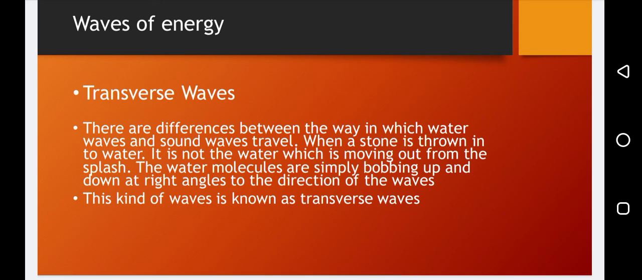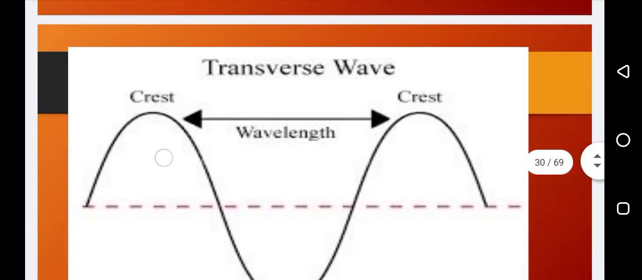The water waves produce the waves. Clear? And these waves are moving at the right angle to the directions of the waves. You can see in that picture, this is the transverse wave. Clear? The transverse waves are produced like this, right? So the transverse waves are produced in two directions.